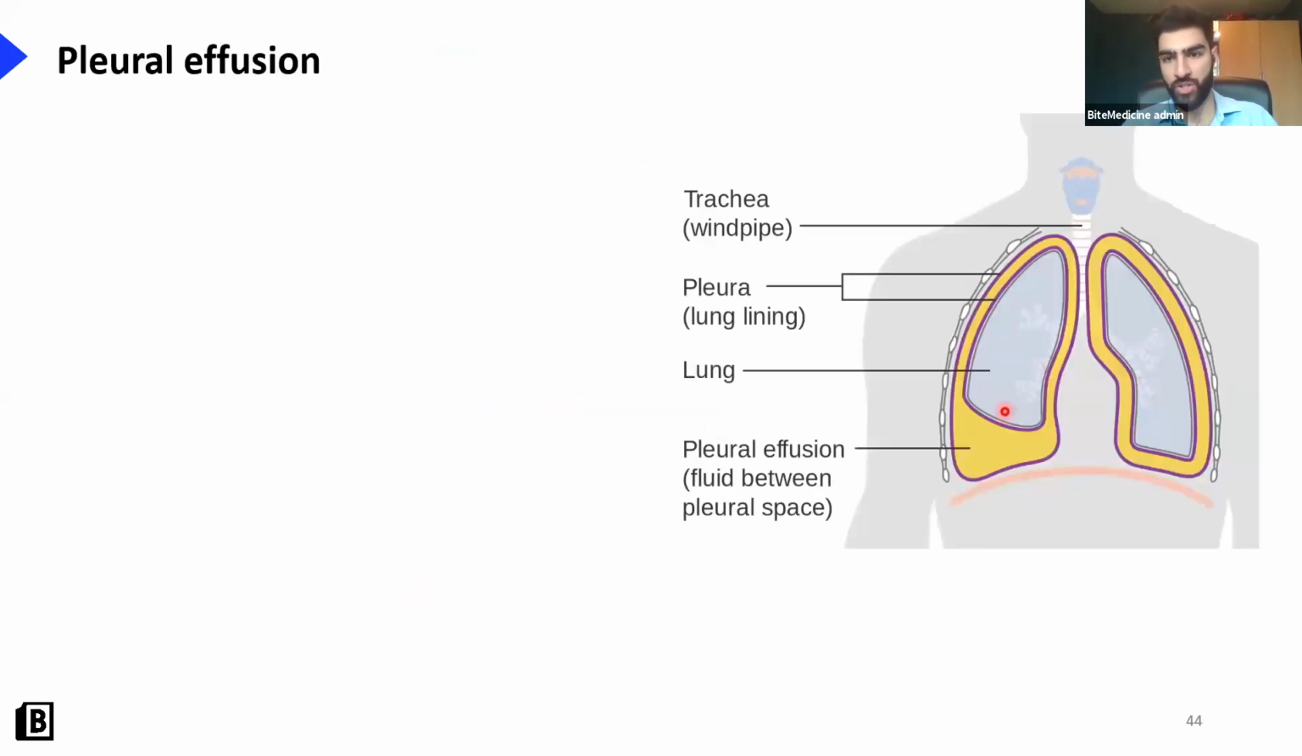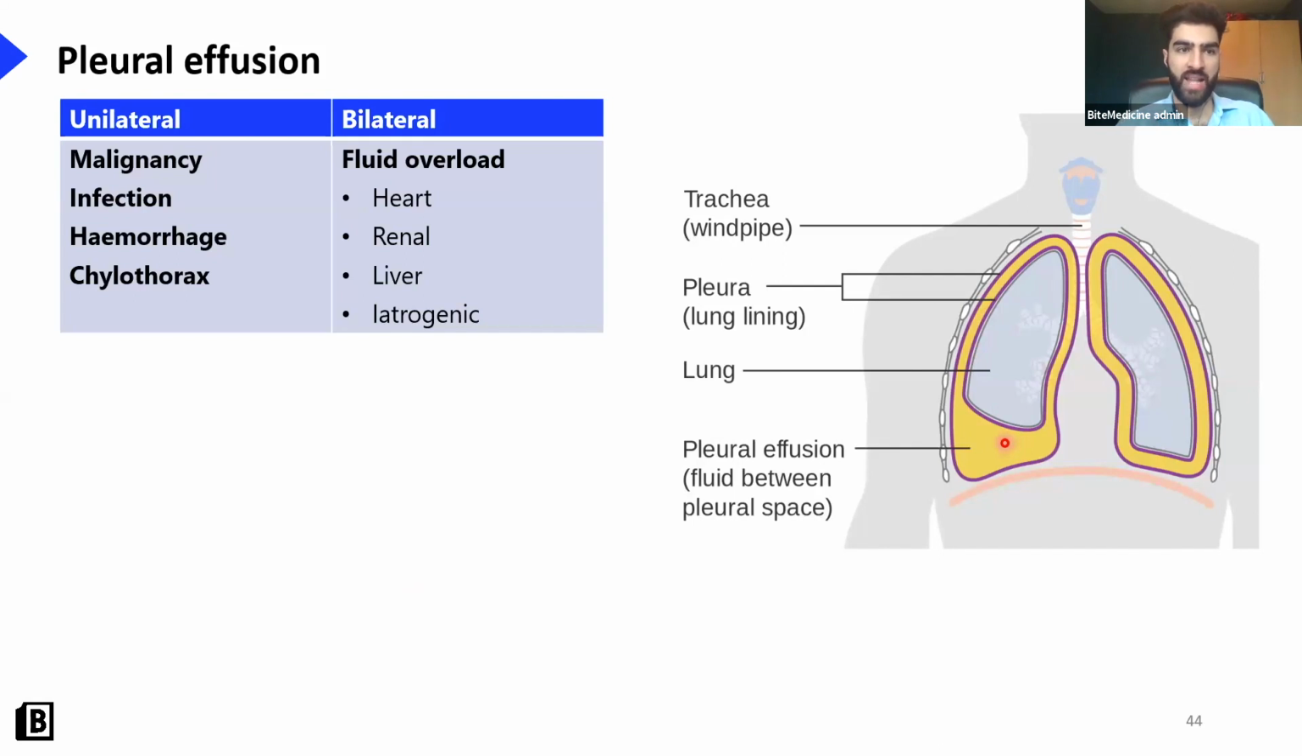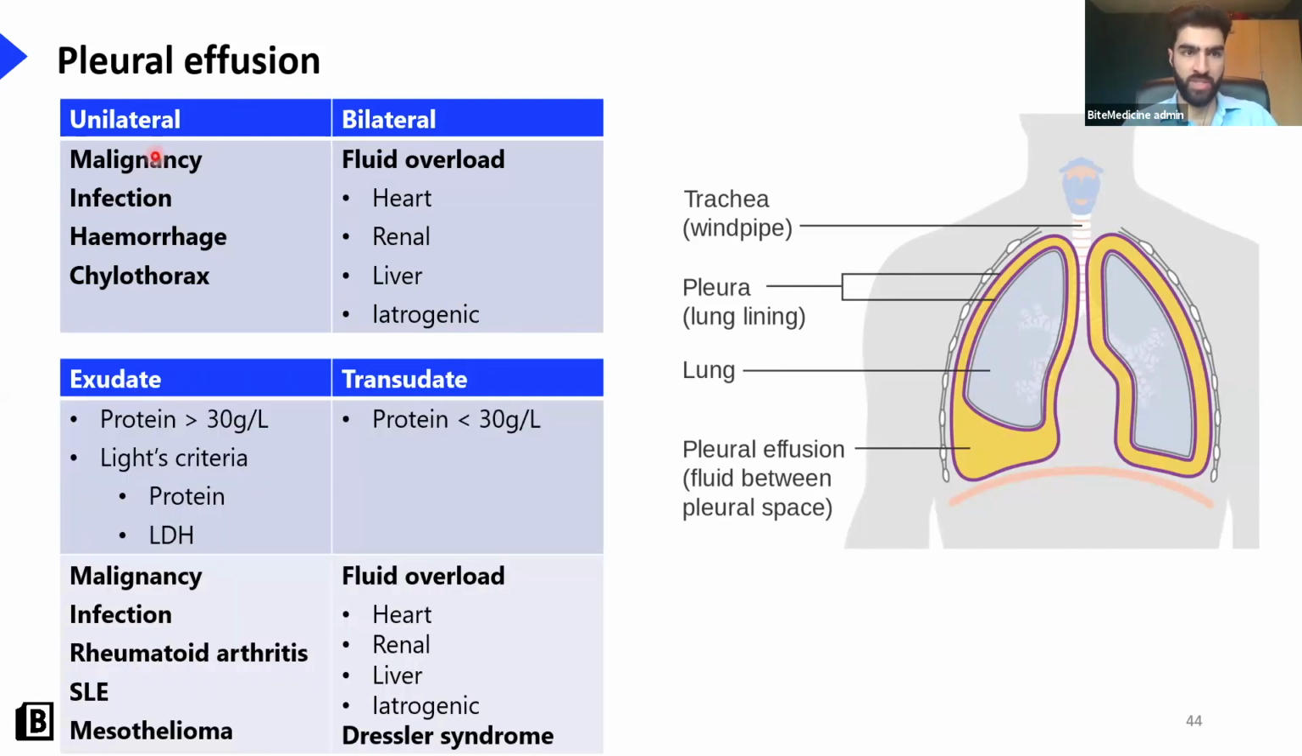So what is a pleural effusion? It's a collection of liquid between the parietal and the visceral pleura, between the two layers of pleura. And this is important to know. So how do we split up pleural effusions? You can either split them up into unilateral and bilateral.